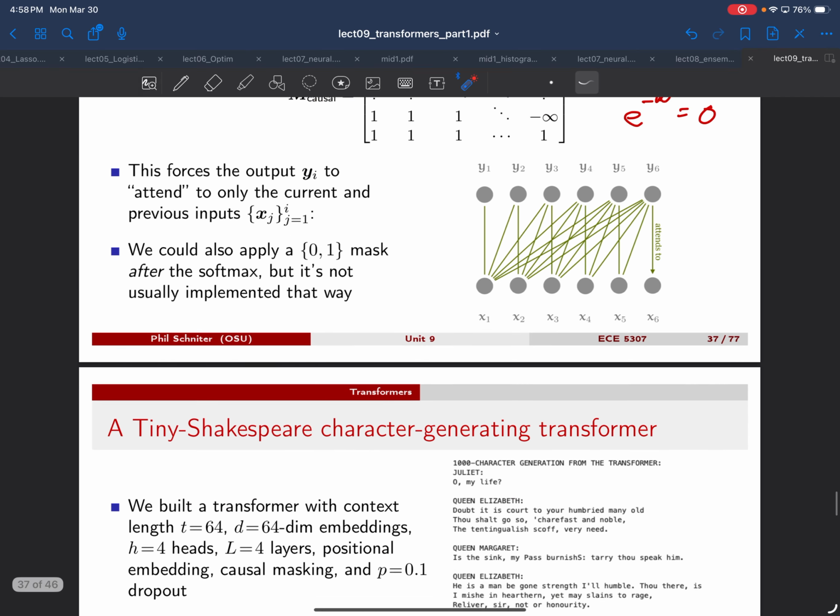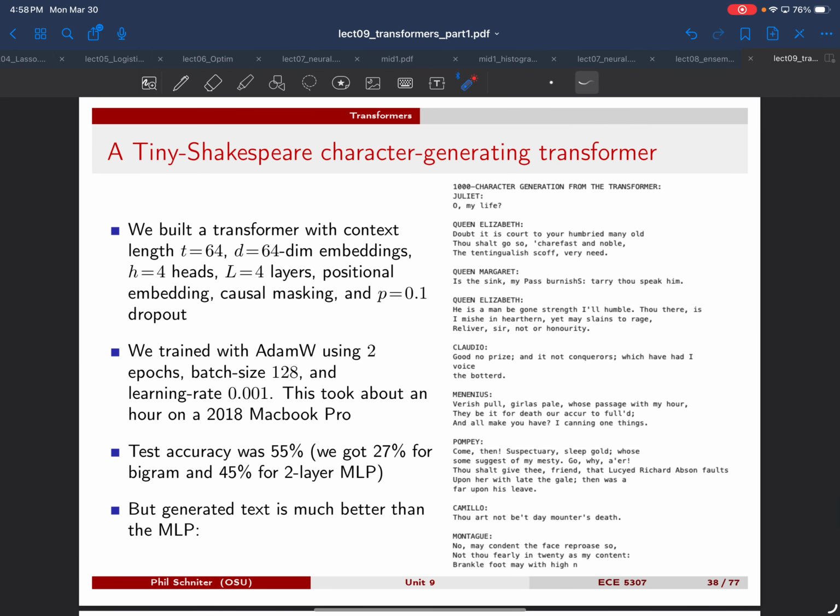But when you're all done, let's see how well this works. We have our tiny Shakespeare data set. Because I was just using my old MacBook, which is pretty weak, I couldn't make the model very powerful. So I used a context length of 64 characters, 64-dimensional embeddings, 4 heads, and 4 layers of transformer processing. I used positional embedding, the learned version, causal masking, which we need, and dropout, which we've talked about in the context of MLPs as a way of making things a bit more robust.